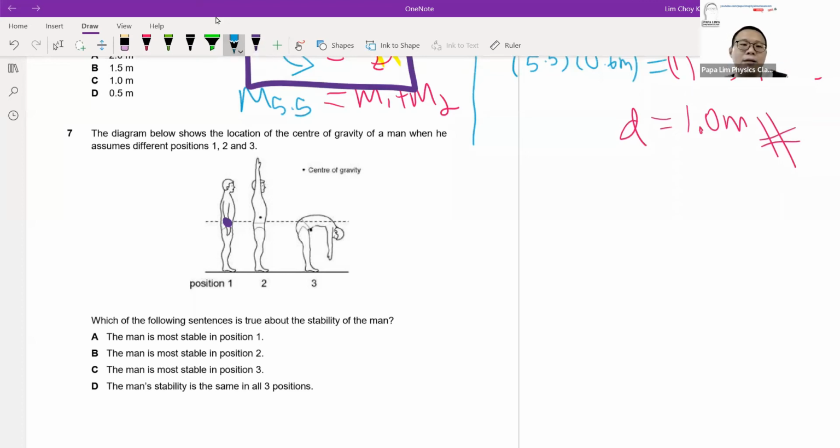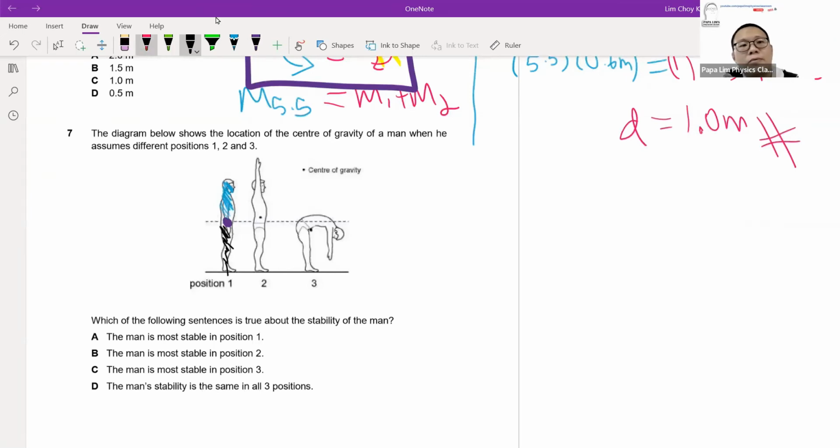Okay, when we say the CG is at the particular position, we are saying that the top side of the mass is balanced out with the bottom side of the mass. Center of gravity or center of mass is the point whereby both masses are evenly distributed.